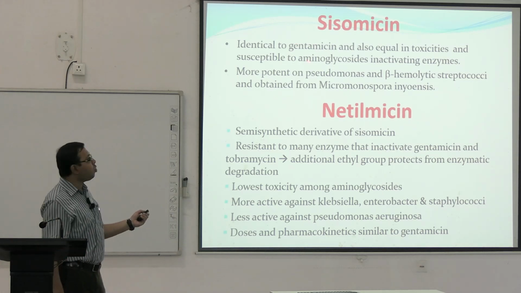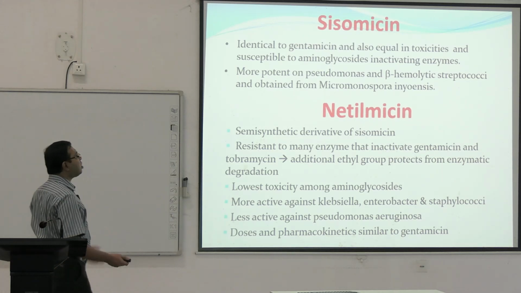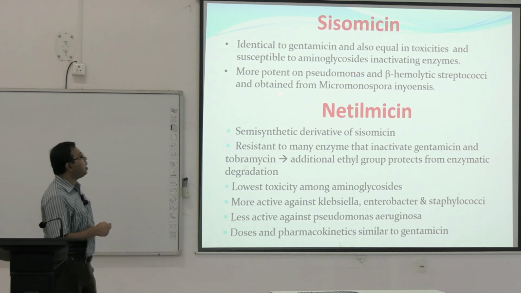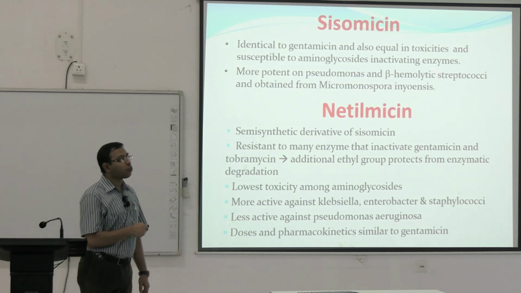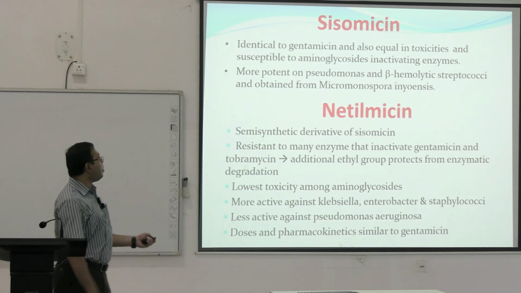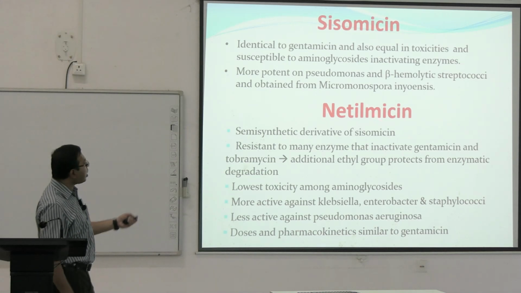Sisomicin is identical to gentamicin, equal in toxicities more or less, more potent on Pseudomonas and beta hemolytic streptococci, and obtained from the Micromonospora inionensis. Since it is again obtained from the Micromonospora, that's why it is called micin. Netilmicin is a derivative of the Sisomicin.